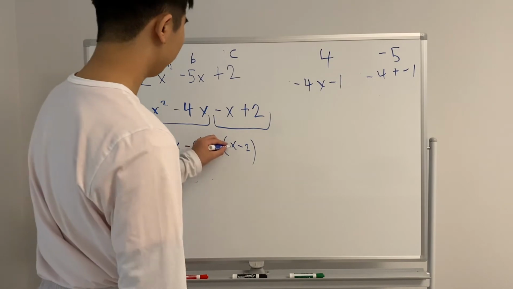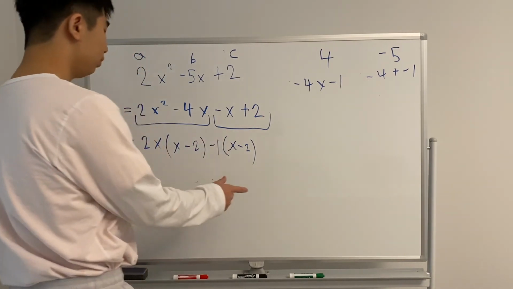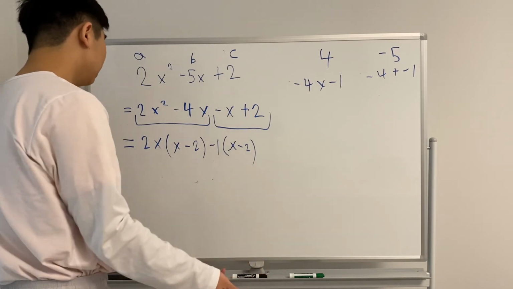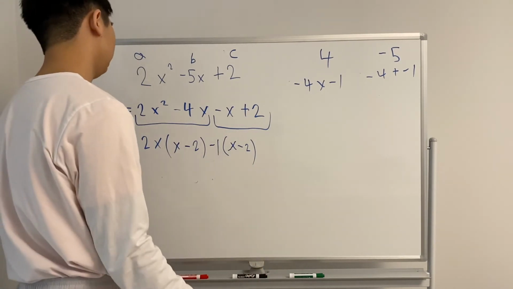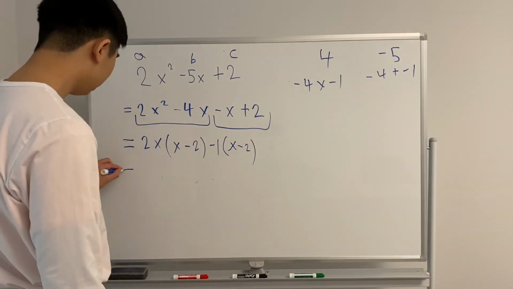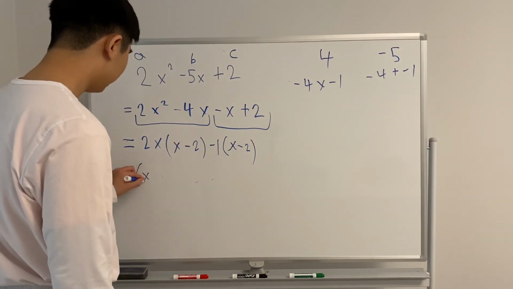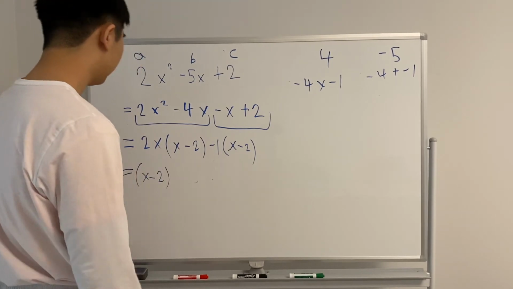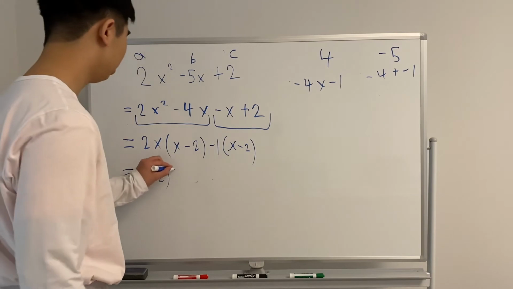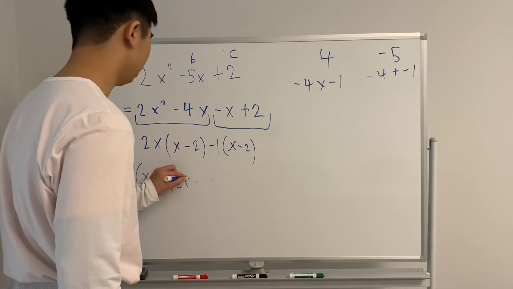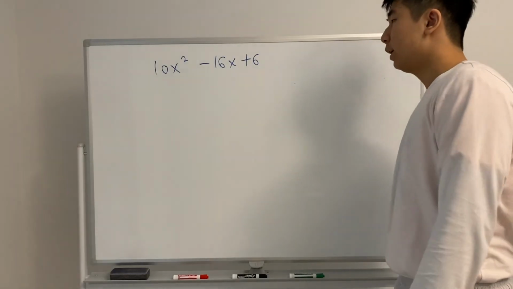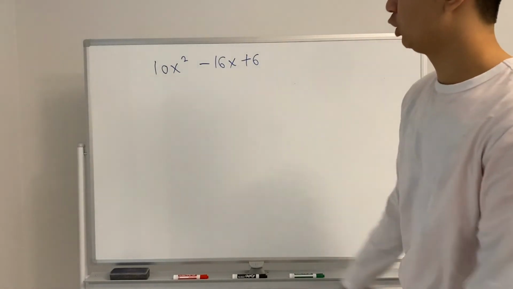And we know we're on the right track because the numbers inside these two brackets should be the same. And they need to be the same so that we can common factor it out. So we can common factor the x minus 2. Then we're left with x minus 2, and the remaining numbers are 2x minus 1, so we put that into a bracket as well. So that's the answer.